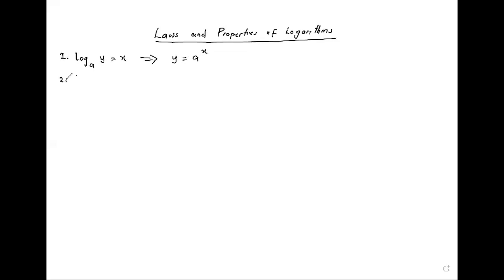The second one, if I have log_a 1, I should get 0. And you can see this one is just an application of this guy. a to the power 0 is 1. So you must have that. And then third, if you have log_10 y, this should be taken as just log y. 4, if you have log_e y, we just take this as ln y.